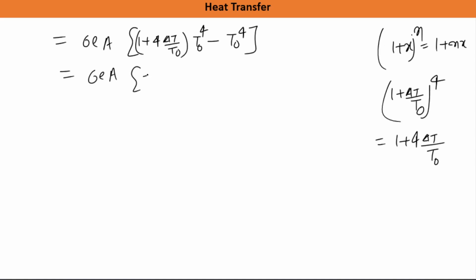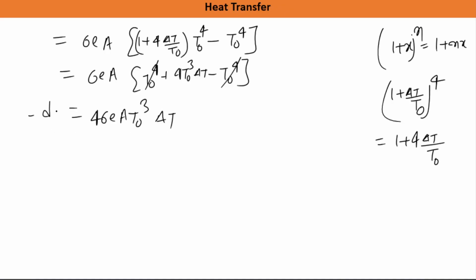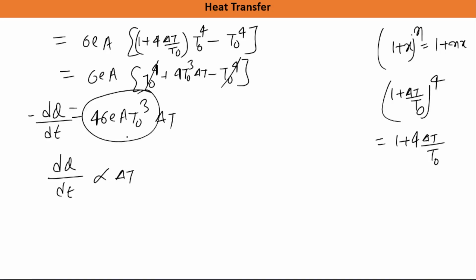So this is equal to T naught 4 plus 4 T naught cube delta T minus T naught ka 4. So this will get cancelled, and here you will be getting sigma A 4 T naught ka cube delta T. So this is equal to how much? Minus dq by dt. So rate of loss of energy is directly proportional to what? Delta T. And what is the proportionality constant? This is your K1, मैं लिख रही हूँ, this is 4 sigma EA T naught का power cube.